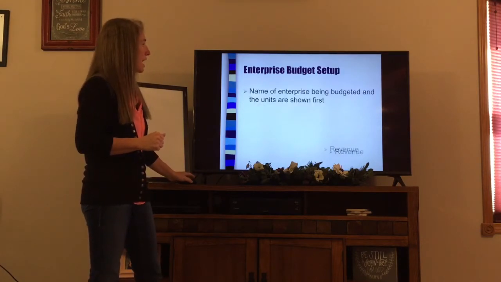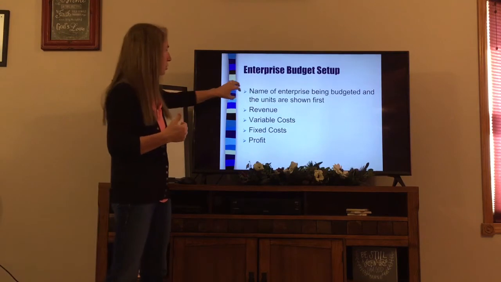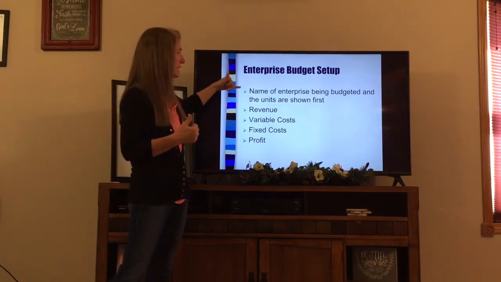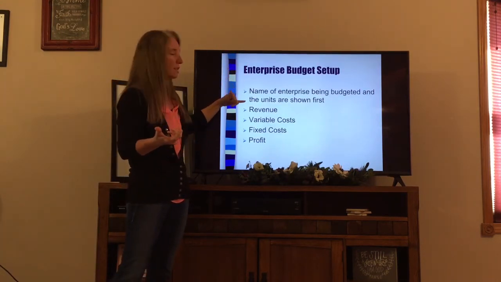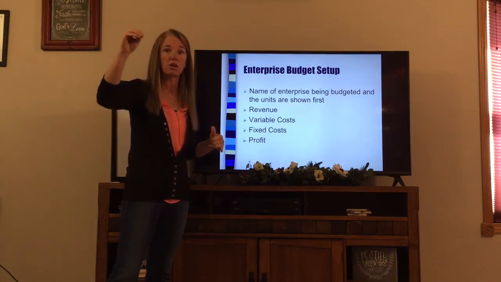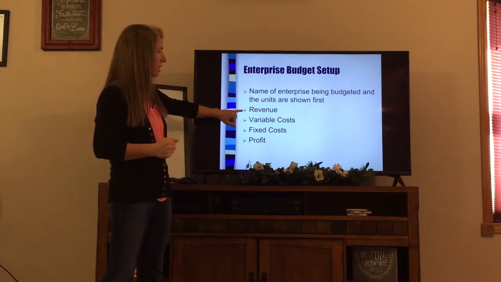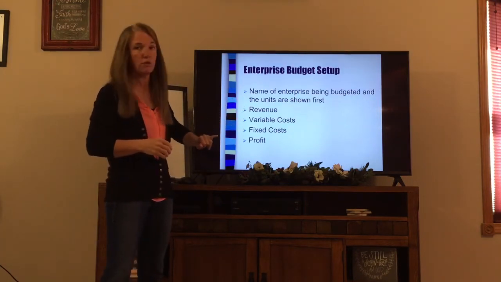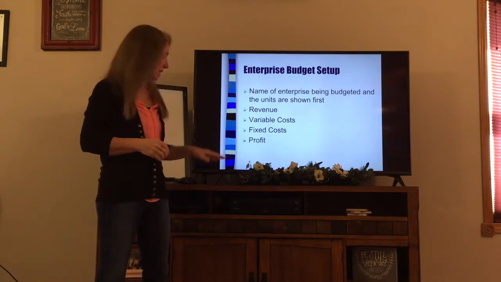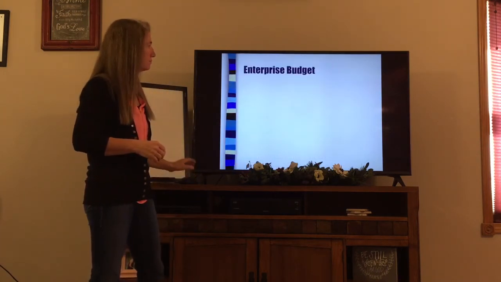As we do that, here's how our setup will line up. We'll start at the very top and list the enterprise we're going to budget, and then we're going to show the units. So we want to say that this is for 1 acre of watermelons, for example. That's the one we're going to look at. And then we're going to have a revenue section, a variable cost section, a fixed cost section, and our bottom line is going to be our profit. So that setup looks something like this.